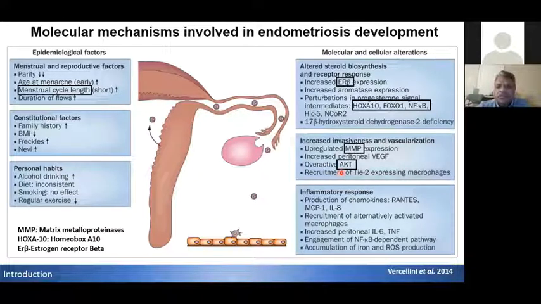But none of these have been proven to be definitive mechanisms, and there is no definitive drug or therapy yet available for this disease. The only surgical treatment is laparoscopy and surgically removing these outside endometrial lesions.